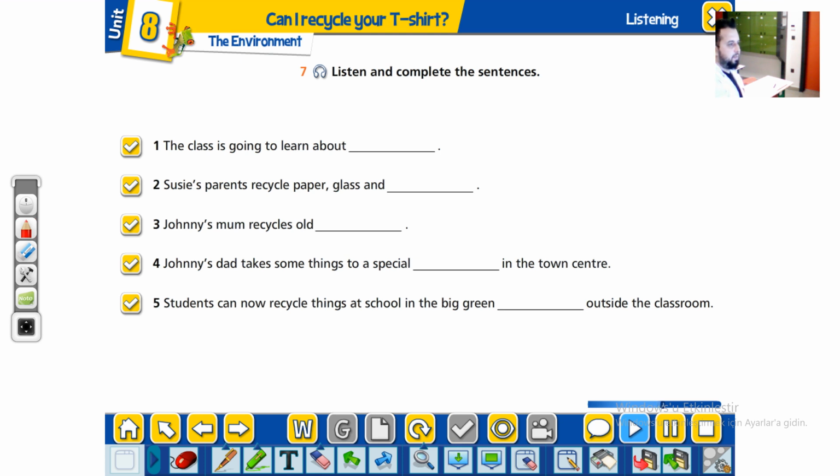Clothes too. Very good, Johnny. Where do you recycle your things? Some people come and collect paper and glass from our house. But Dad takes the other things to a special bin in the town centre. Very good. And from today, you can recycle things at school too. We've got some big green boxes just outside this classroom. That's great, Mr. Davids. Okay, let's open our books and read about recycling in London.